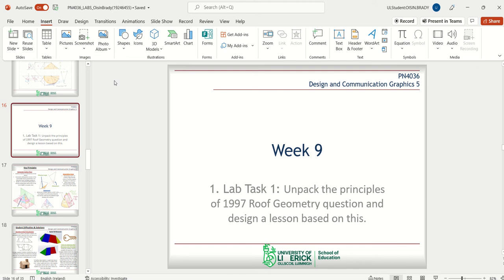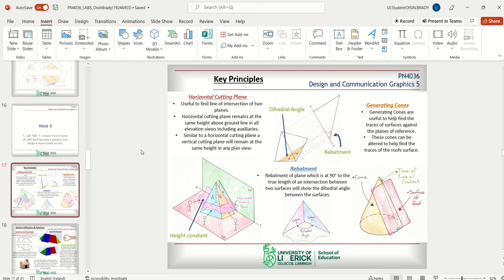So this is just a quick video for week 9. Lab task 1 was to unpack the principles of the 1997 roof geometry question and to design a lesson based off this. First thing we'll just have a quick look at is the key principles of the question. So we have the horizontal cutting plane.